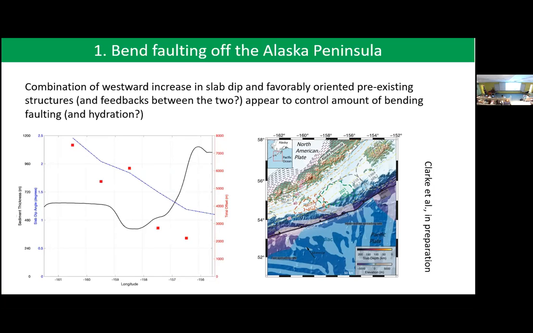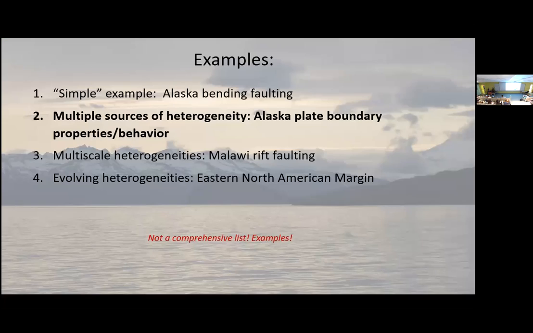And so what we put together is that you have a process of bending and fracturing of the plate. One of the first-order controls is just how much you're bending that plate. But you're modulating that with pre-existing structures, in terms of the orientations of the faults, and maybe with some positive feedbacks. And this is the spirit of heterogeneity that I wanted to explore here.